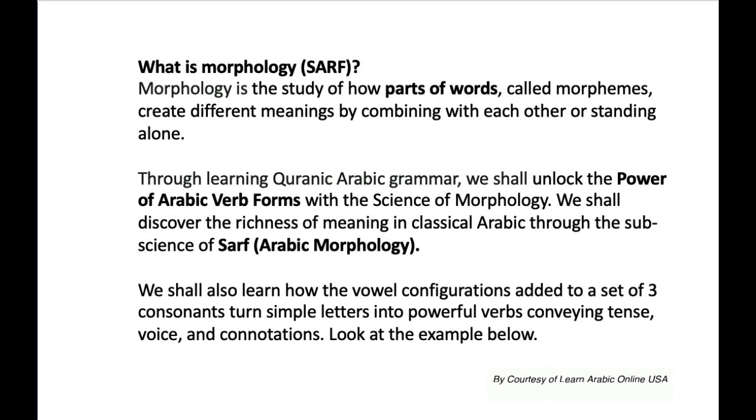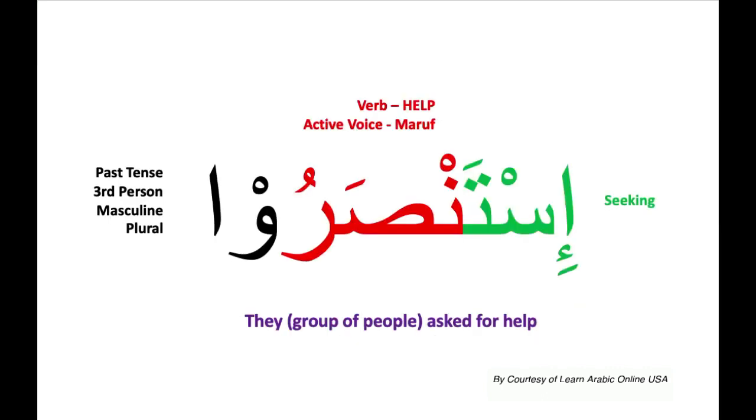Look at the example below. Istansaru. Here, there are 3 parts of the word highlighted in different color. Green color, red color, and black color text. Istansaru means they, the group of people, asked for help. Ista means seeking, to seek, asking for something.